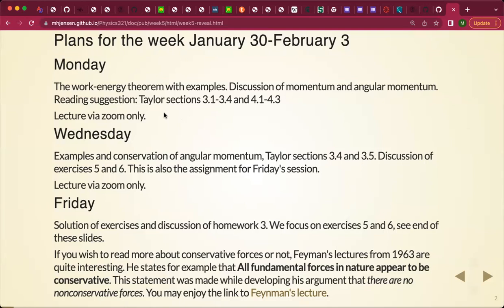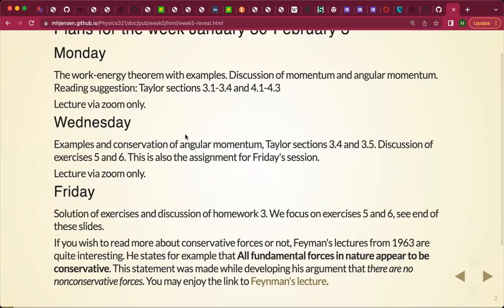So the kind of reading material which I normally recommend every week is now given by these sections in Taylor, 3.1 to 3.4 and 4.1 to 4.3. We're going to dedicate some time to discuss these topics, the work energy theorem, as well as conservation of specific physical quantities. And then we're going to look at examples, and in particular the last two exercises, 5 and 6. So we're going to have still a mix of theory discussions, and we are going to look at specific examples, which are relevant both for the homeworks, but also in order to illustrate the theory which we are going through.